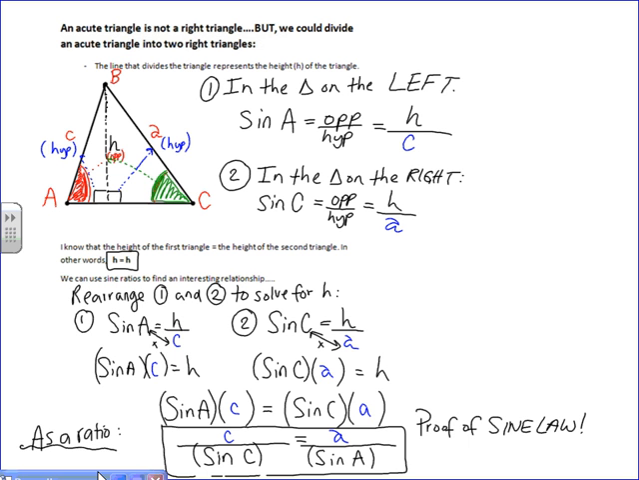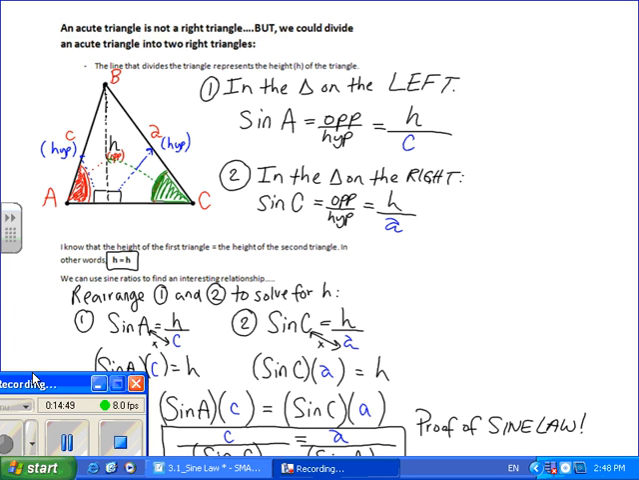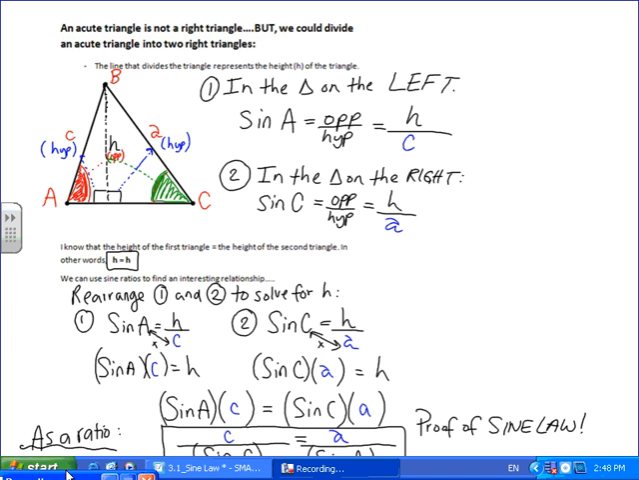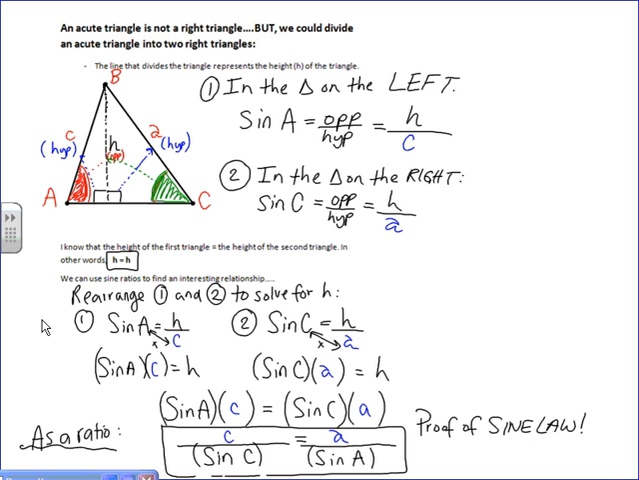Let's go ahead and look at how sine law applies now to an acute triangle. So you don't have to prove this every time. This is simply to show you where it comes from. And you're given sine law in your data booklet.